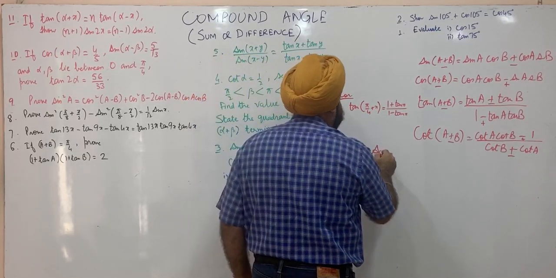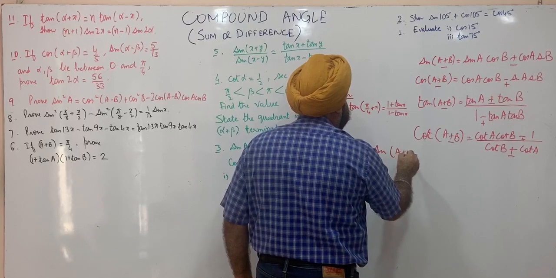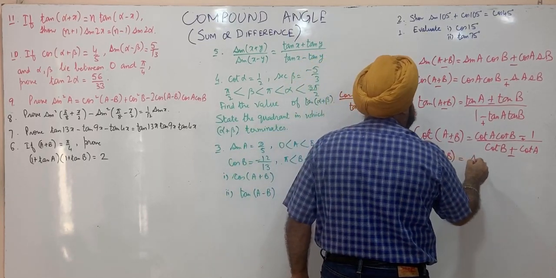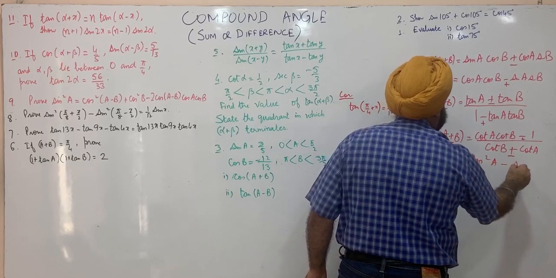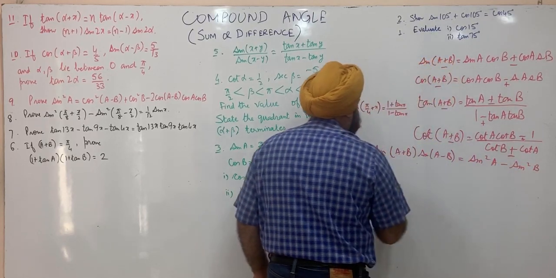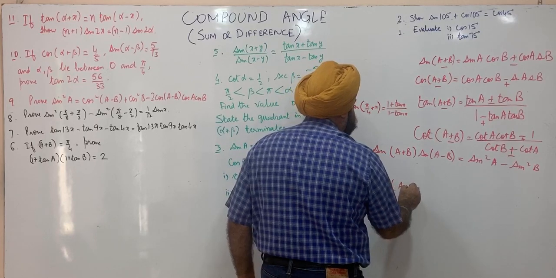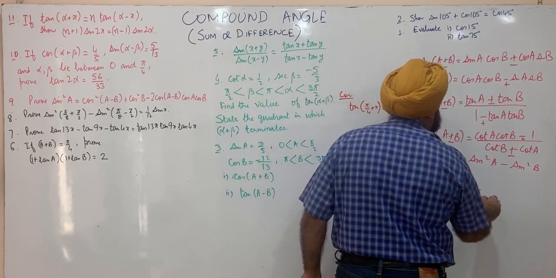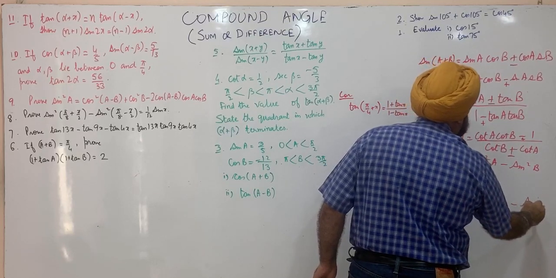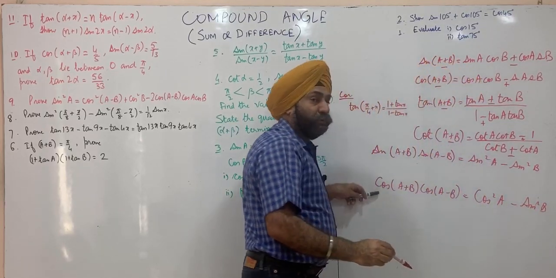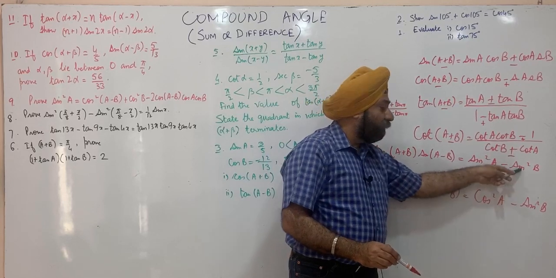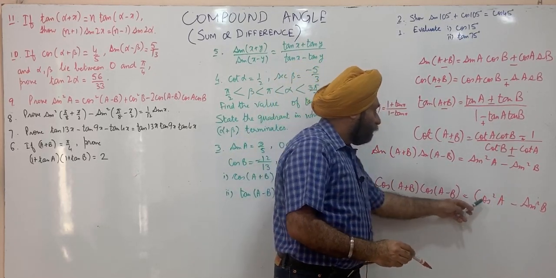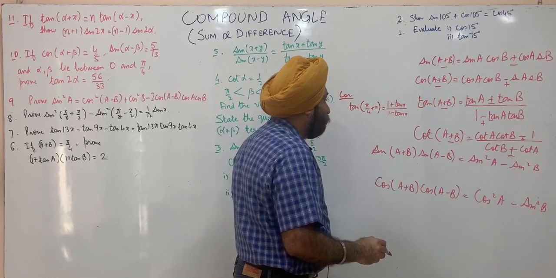Then we have sine of (A plus B) into sine of (A minus B). This is equal to sin square A minus sin square B. And cos(A plus B) into cos(A minus B) is cos square A minus sin square B. In both the formulas, we have second term as minus sin square B. This is sin square A minus sin square B. It's cos square A minus sin square B in the second.